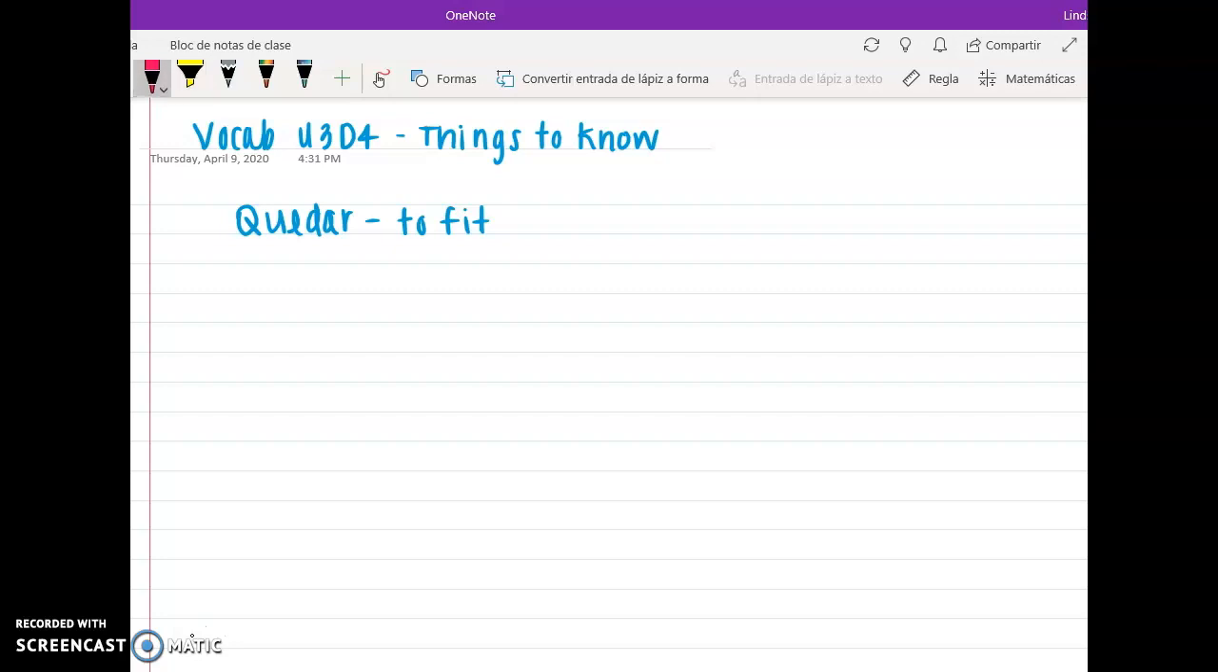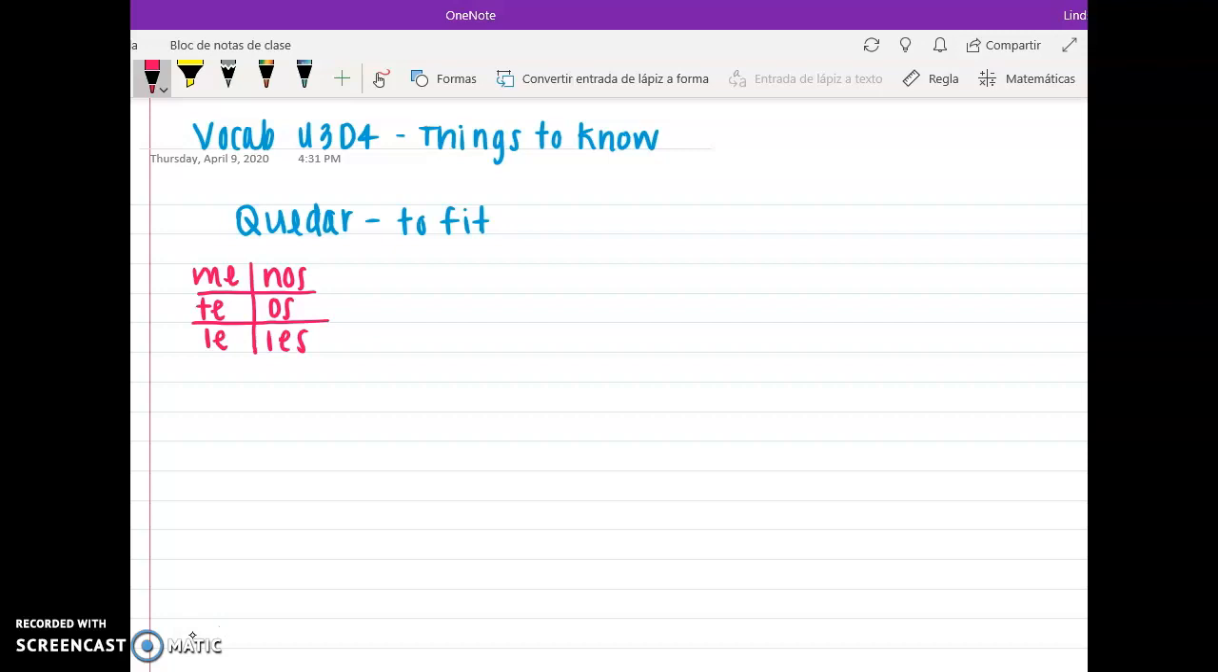It functions like the verb gustar. So if you remember the verb gustar, the verb gustar had two forms, the singular and then the plural form. But before you use one of those, you needed a pronoun. Me, te, le, nos, os, and les. Okay? Quedar is the exact same way.